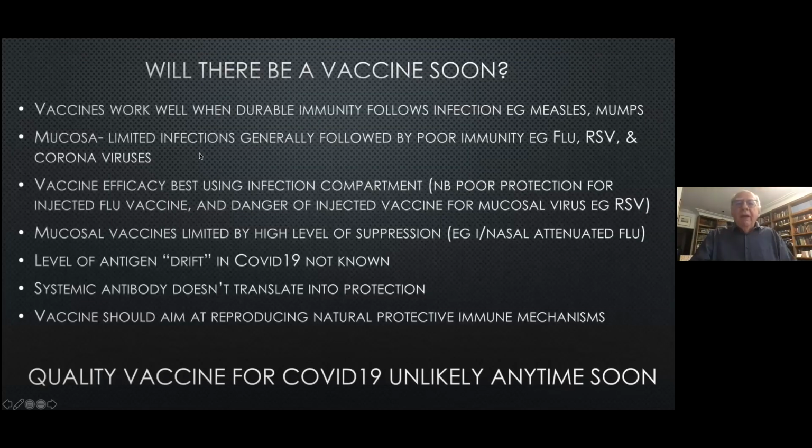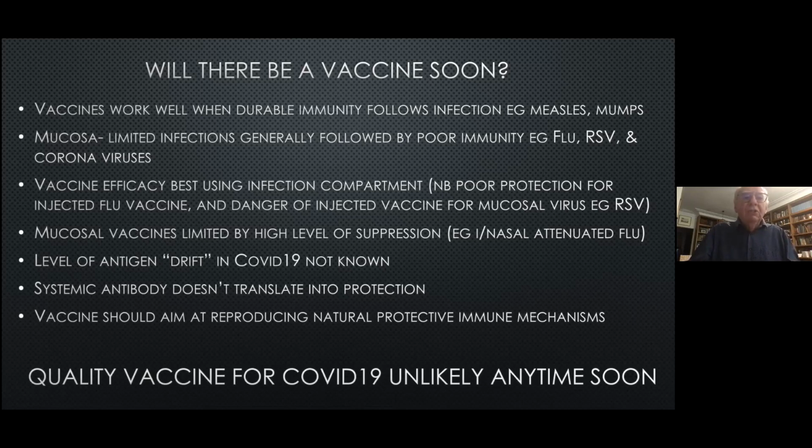So when we look at vaccines and development in COVID-19 or flu, we find that vaccines work well when you get good immunity that follows an infection. So with measles and mumps, we get great immunity. With flu, we don't get good immunity because you do not get good durable immunity in the systems that involve mucosal immunity. The mucosal-limited infections are generally followed then by poor immunity. And we know this with the infections that occur in children. They keep getting the same infection year after year. And so you can't expect a vaccine to do what the disease itself might do.